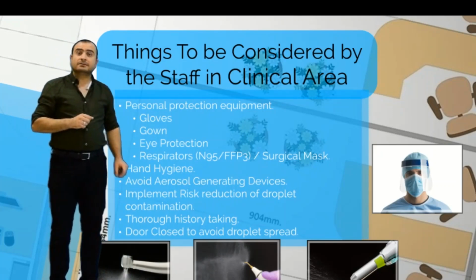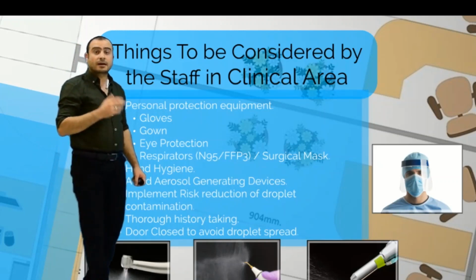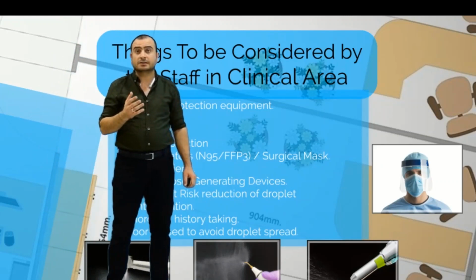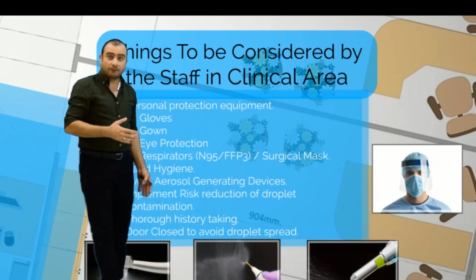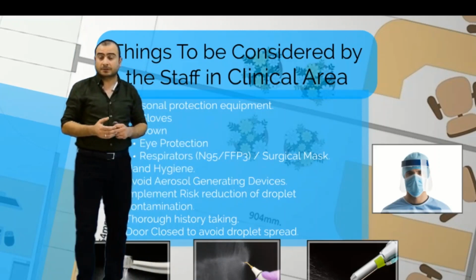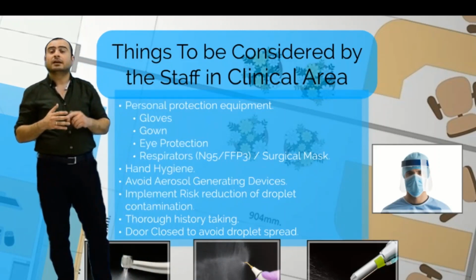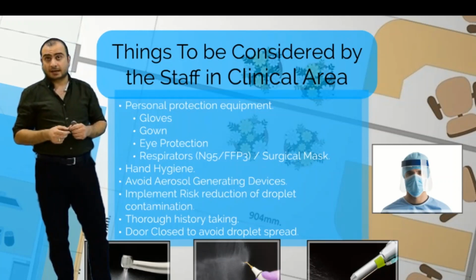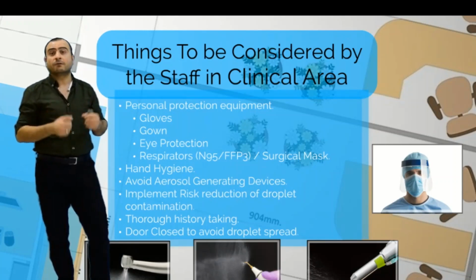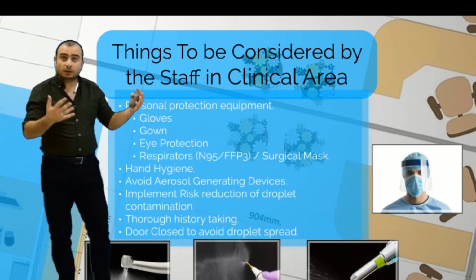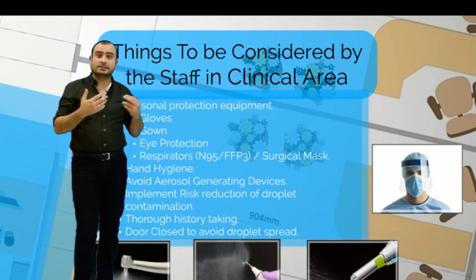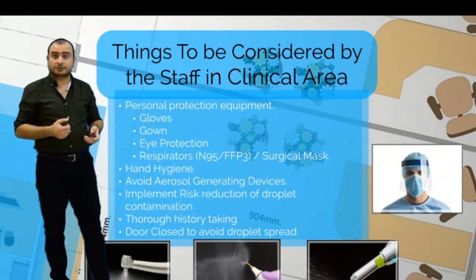We need to implement a risk reduction protocol. A risk reduction protocol during this period is done by avoiding using these instruments, as well as by the use of, for example, a rubber dam in combination with a high volume suction. This all will minimize the aerosol that is generated during the treatment.